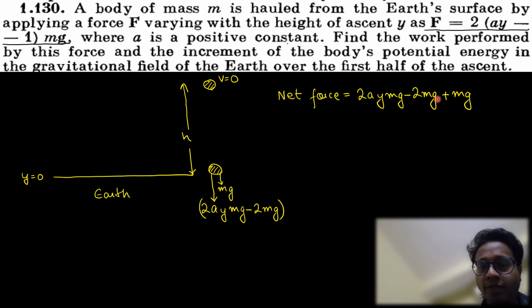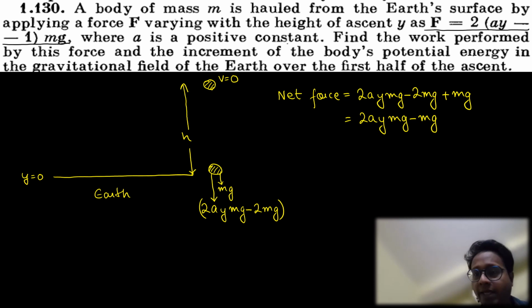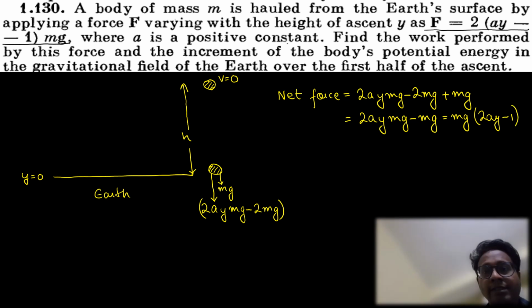Minus 2ay mg is the force, and plus mg is the gravitational force. So net force is equal to how much? Minus 2ay mg plus mg, sorry, not plus, minus mg, or it would become mg(2ay minus 1). This is the net force in the downward direction.